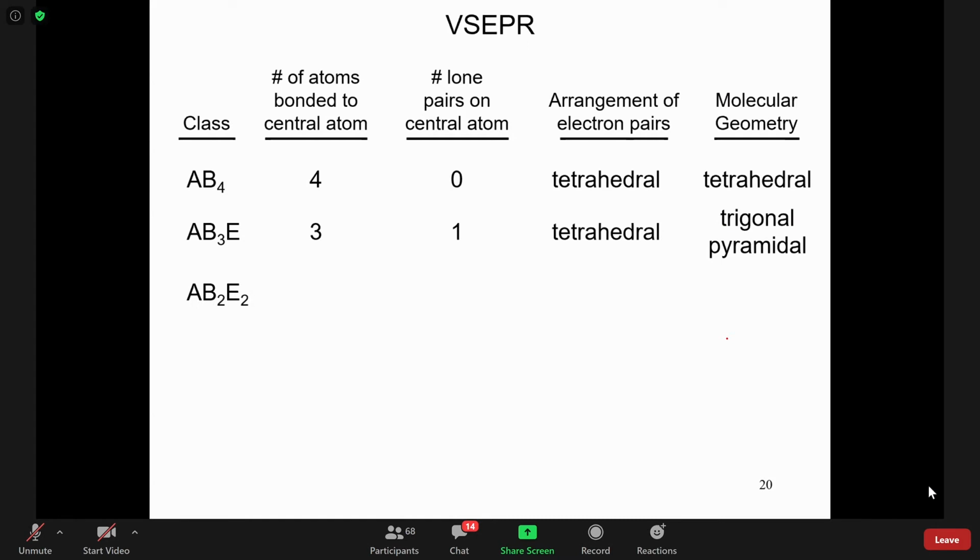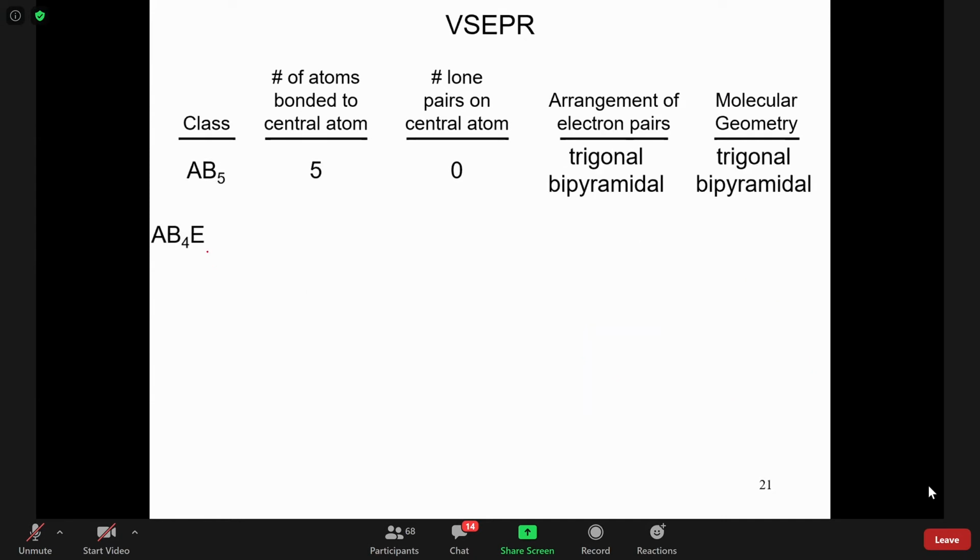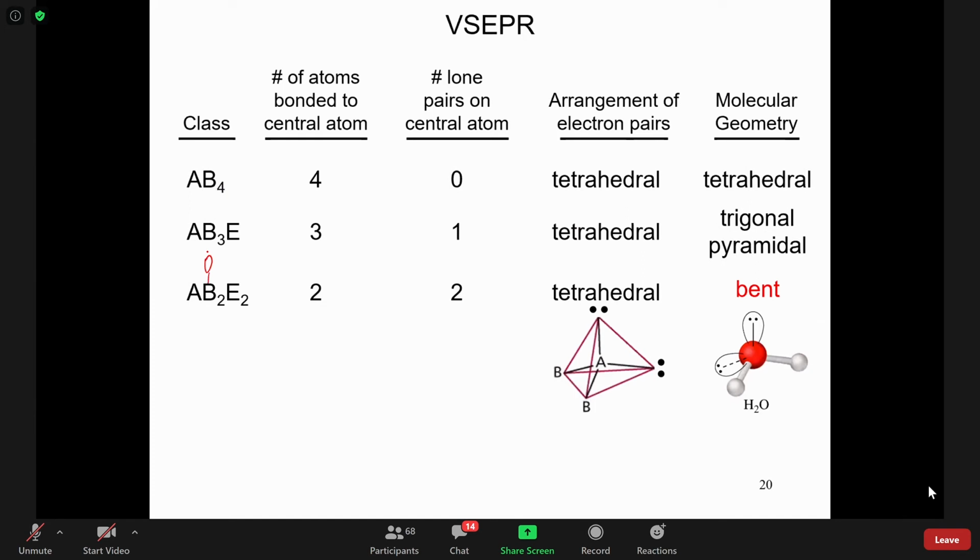What about something like this? This I can tell you right now, it's going to be water. Because what do we know about water? Water has two bonds and two lone pairs. So we're going to have our two hydrogens as our bonding. This is going to be our hydrogens. This is going to be our oxygen. And then we're going to have two lone pairs. How does that look in terms of electron pair geometry? Well, it looks tetrahedral, because of how we orient this in space.